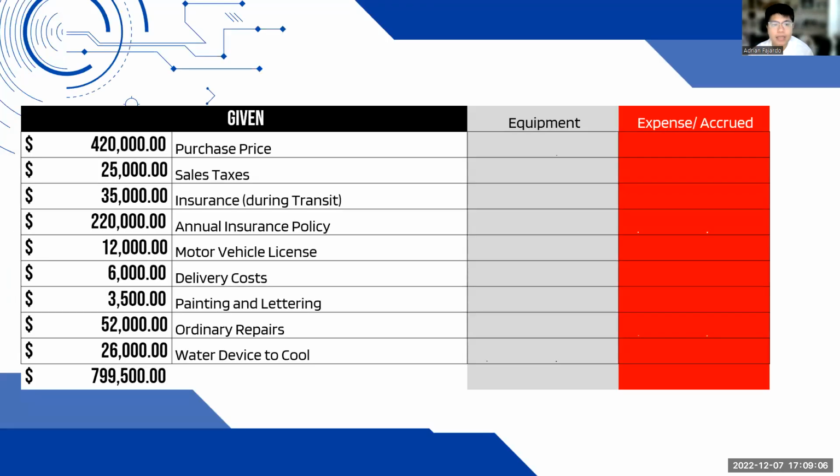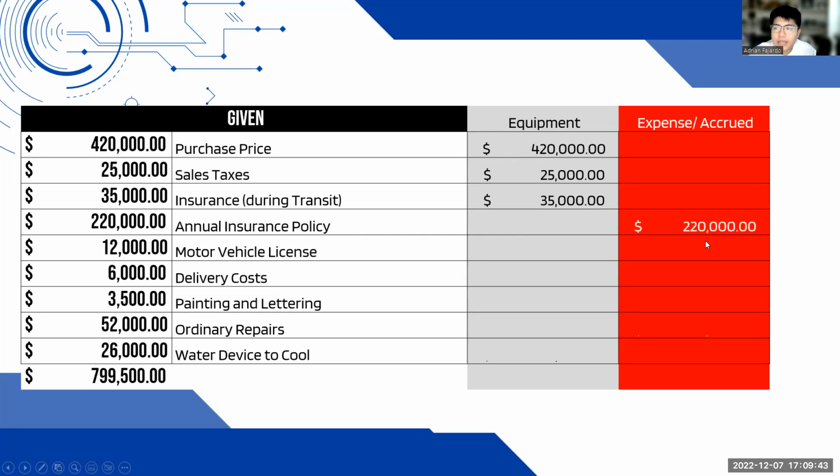So unlike building, unlike land improvement, you will be given the total costs. But the question with equipment is, should you expense it or should you add it to the value of equipment? Some expenses are accrued, so just be careful about that. So, purchase price, we know that is equipment. Sales tax related to the purchase, equipment. Insurance during transit, okay, during transit, equipment. Annual insurance policy, that is a recurring expenditure, so this should be expensed.